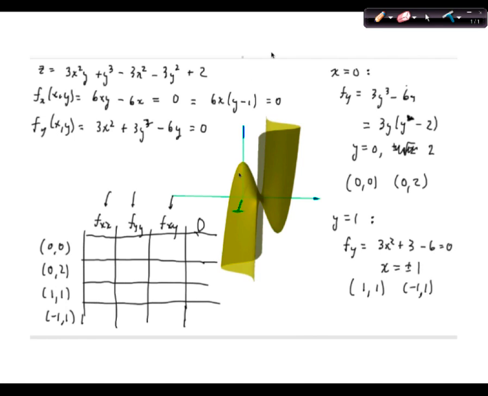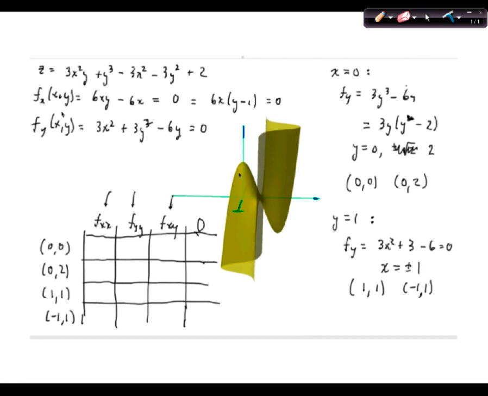Okay, we had this multivariable function, 3x squared y plus y cubed minus 3x squared minus 3y squared plus 2. And we said we wanted to identify all the critical points. Critical points are where both partial derivatives are 0. And those would give us local maximums, local minimums, and saddle points.